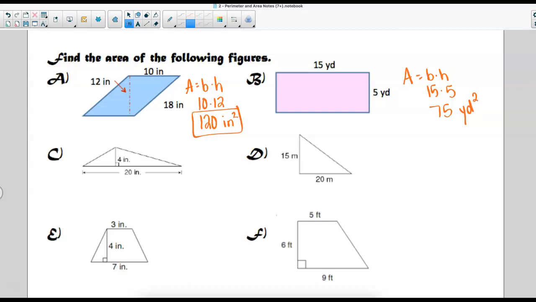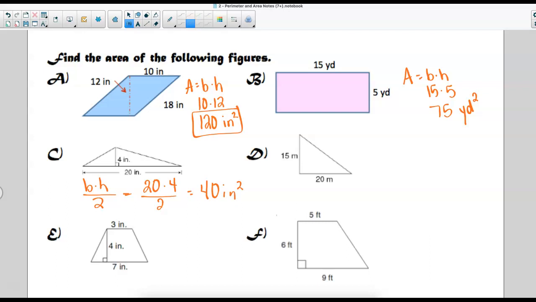Okay. Letter C. What shape? Triangle. What's the formula for a triangle? Base times height divided by 2. Okay. Base times height divided by 2. If you write the formula down first, now you can just replace the letters with numbers. What's the base of this triangle? Ellie? 20. And the height is 4. So you're going to do 20 times 4 divided by 2, which is 40 inches squared.